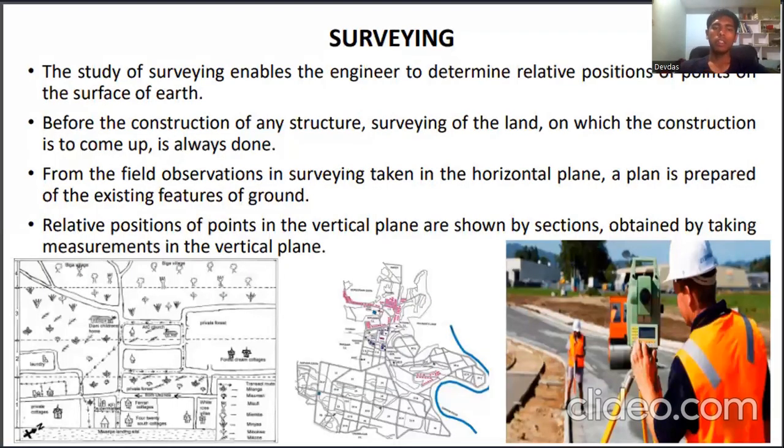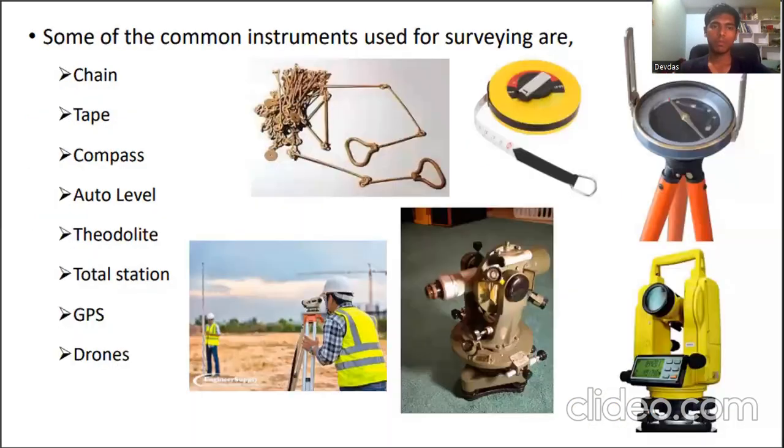So, surveying. Basically, surveying is the study of the field or the site where you're going to build the structure. The study of surveying enables the engineer to determine relative positions of points on the surface of Earth. Let's say you're going to build a house, you need to know the type of soil or land you're building on. You need to know if it's leveled. All these things are done by surveying. This is one of the main fields of civil engineering.